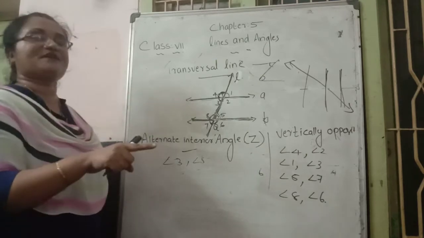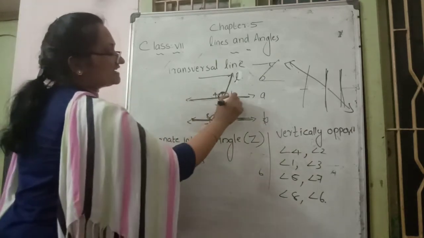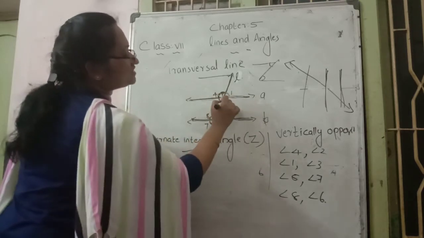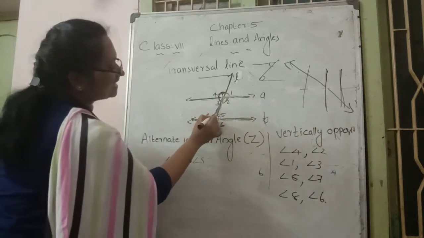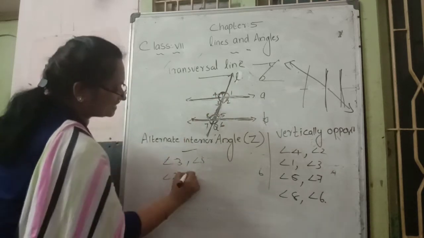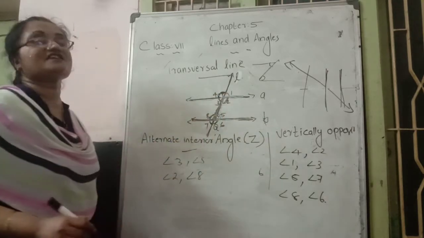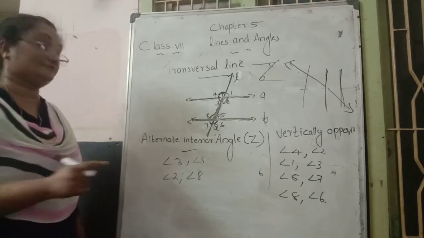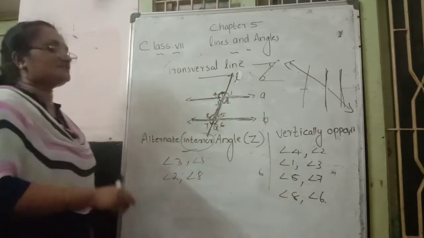In the same way, one more pair is there. This 3 and 5 are the left side case. On the right side also, see, it makes a Z shape. Which angle does this corner make? Angle 2. And the tail part corner makes angle 8. So angle 2 and angle 8 are the second pair of alternate interior angles. Interior means they are on the inside part.